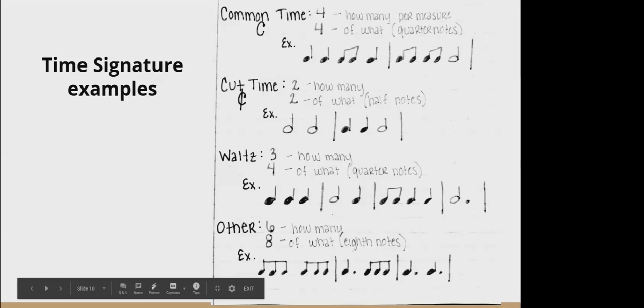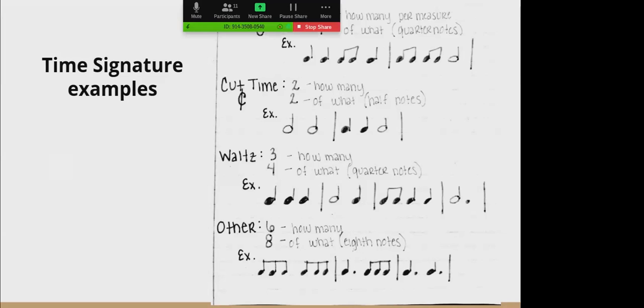Now I say that this bottom time signature can be represented in two ways because there are two conducting ways as well that it can be represented. I'm going to show you what I mean. So in a conducting experience like this, you could show 6/8 time as a big 2. 1, 2, 3, 4, 5, 6. Or you could show each individual note. 1, 2, 3, 4, 5, 6.